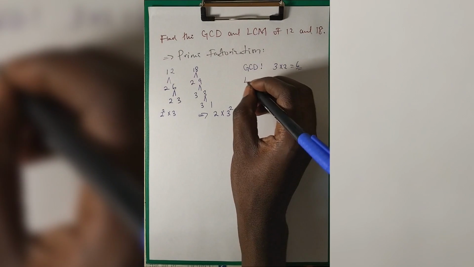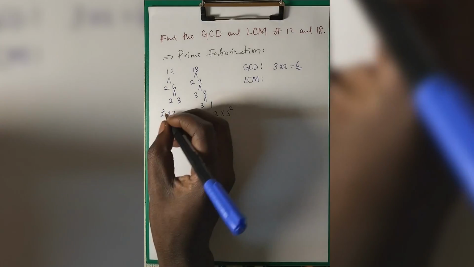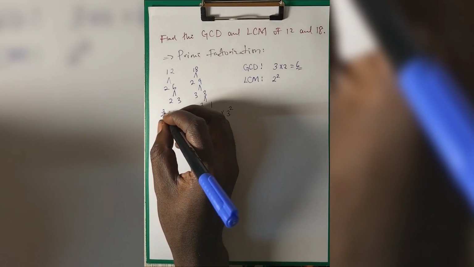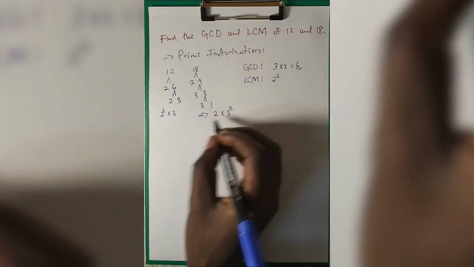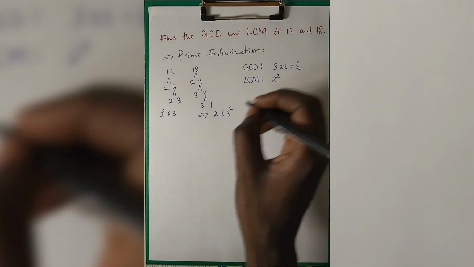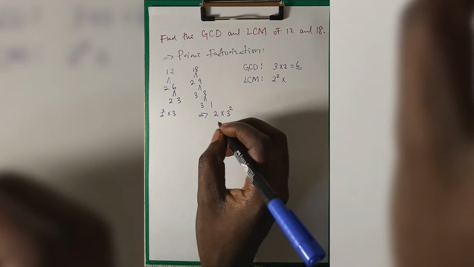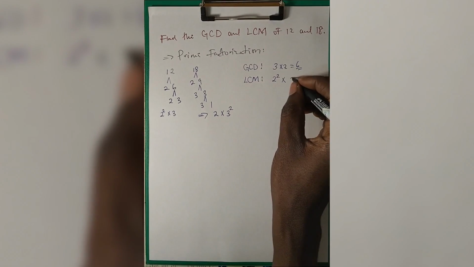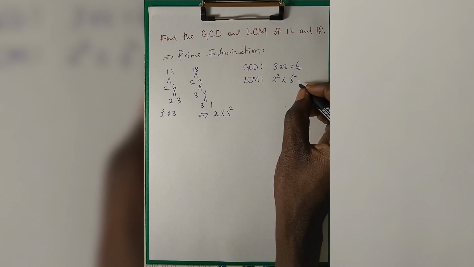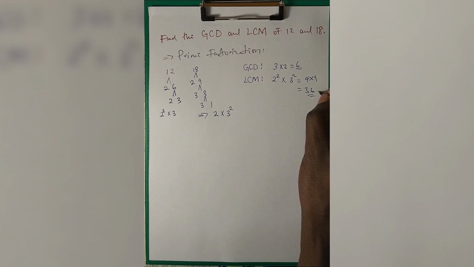Now for the LCM, we'll take the highest powers. The highest power of 2 is 2 squared, because it is 2 squared versus 2. So it must be 2 squared. Then times the 3s, the highest is 3 squared. So we have 4 times 9, which is 36.